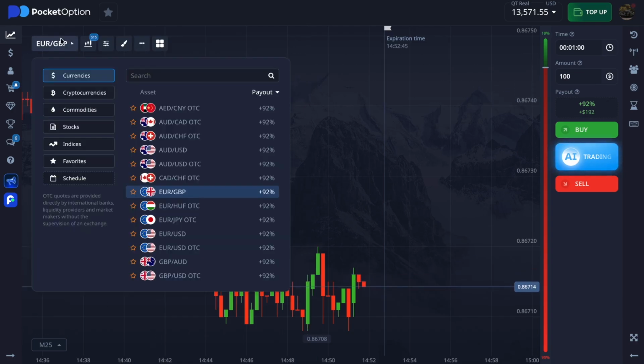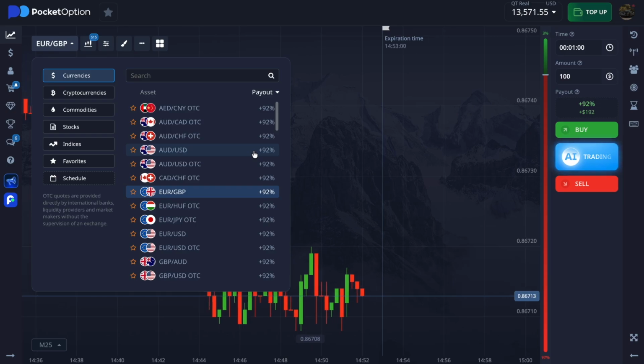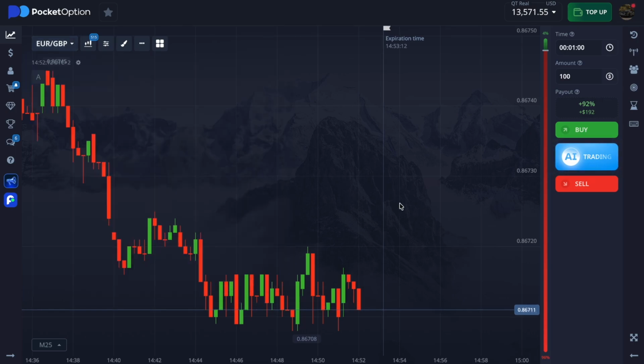I go to the asset selection menu, and here I work with currency pairs without the OTC mark. This is a very important detail. For instance, I see the Australian dollar and the American dollar with a payout of 92% for this currency pair, and there is no OTC mark next to this currency pair. Basically, this currency pair suits me, but I already have an open currency pair of Euro and British Pound. And here, the payout is exactly the same, and there is also no OTC mark, so I'll stay on this chart.